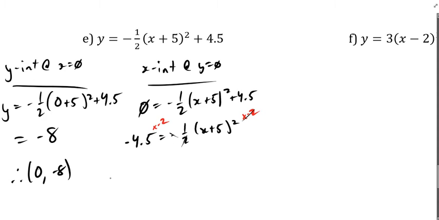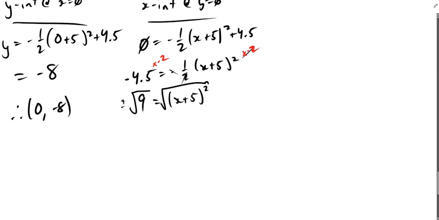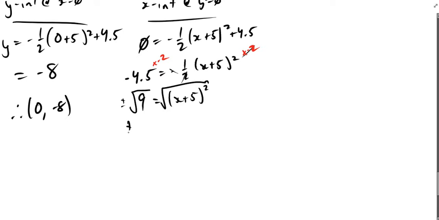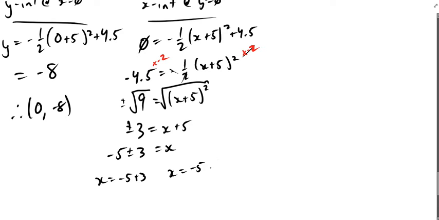And what's negative 4.5 times negative 2? Well, it's 9. And then from there, it's easy, right? I take the square root of both sides, got a plus minus. What's the square root of 9? Plus or minus 3 is x plus 5. Subtract 5 from both sides, so I get negative 5 plus minus 3 equals x. So x equals negative 5 plus 3, and x equals negative 5 minus 3.